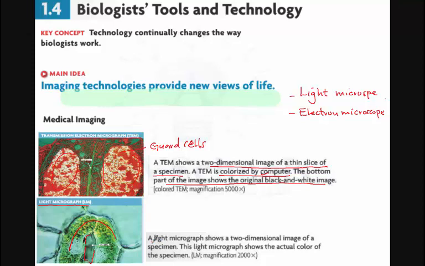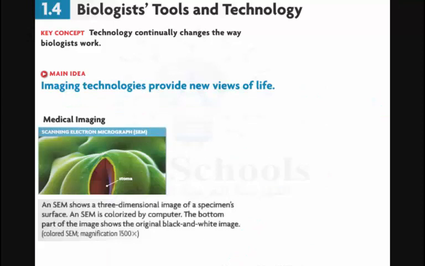So a light micrograph shows a two-dimensional image of a specimen. This light micrograph shows the actual color of the specimen. We can take that as an advantage. The third one is the scanning electron micrograph. This is what we will get for a scanning electron micrograph. It shows a three-dimensional image of the specimen's surface.